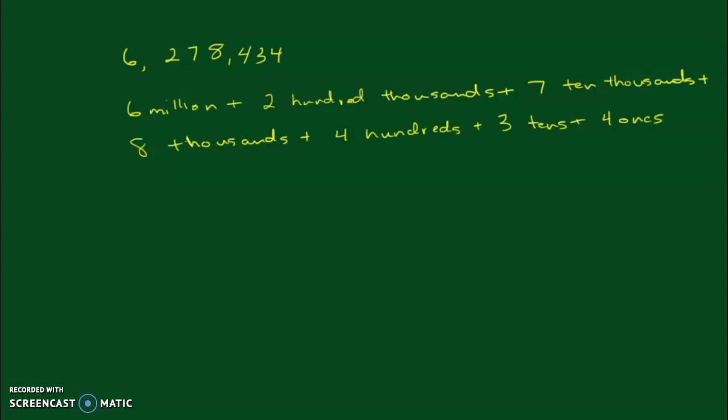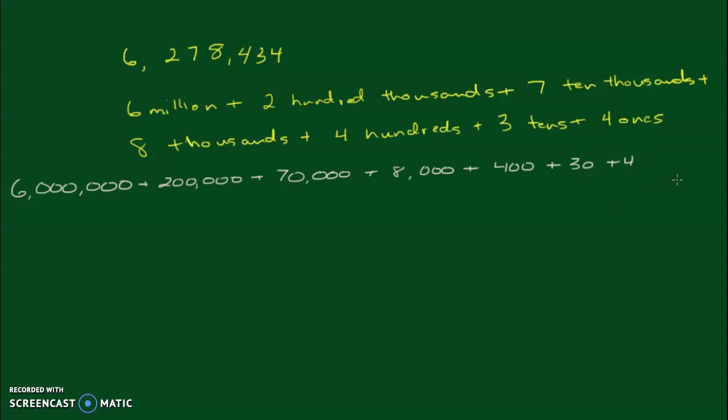So that's how you would do expanded form with words, and we don't do this form too often. Let's do a different color, and this time we're going to do it with digits. I'm going to move over here so I have a little bit more space this time. So this is a common one that we'll use. So 6 million plus 200,000 plus 70,000 plus 8,000 plus 400 plus 30 plus 4. So that's expanded form, just using digits.